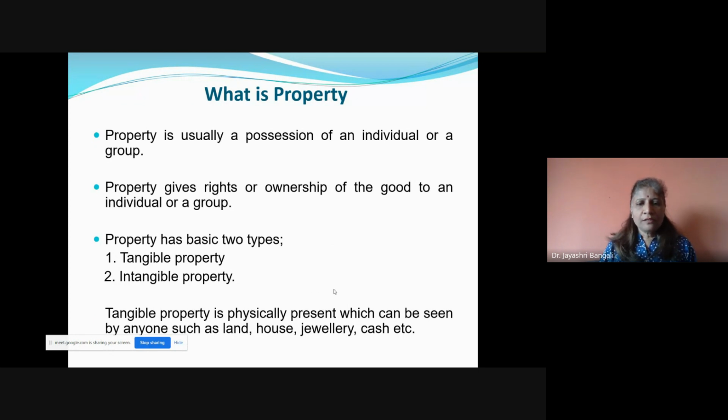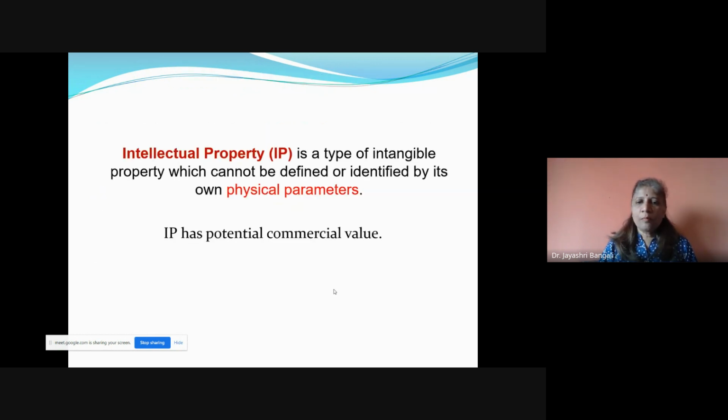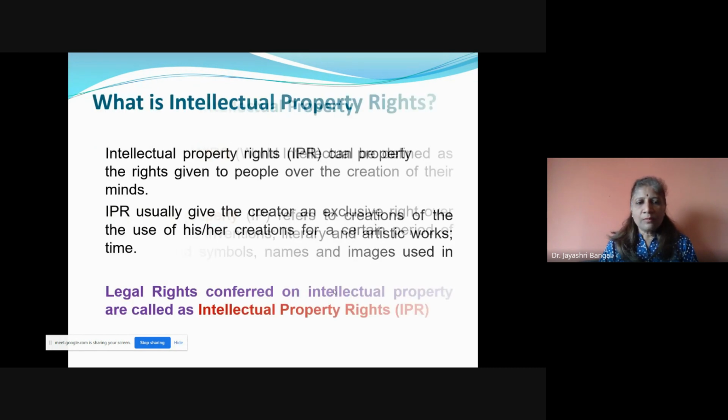Okay, so we will start with the basic definition of property. Property is nothing but, you can say, physical property. There are two types of property: tangible and intangible. Tangible property is the property that we can see, and intangible property is the intellectual property. The property which is not physically present is called intangible property, and we are talking about intellectual property, which is a type of intangible property. WIPO is the World Intellectual Property Organization, and it refers to creations of the mind, such as inventions, literary and artistic works, designs, symbols, etc. These all come under intellectual property.